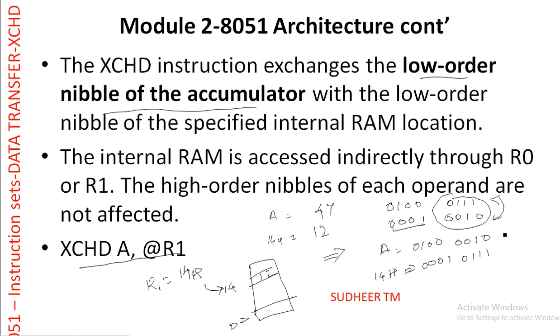That means the accumulator now is 42, and the content of 14H will be 17. That is what the XCHD instruction does. Okay, so this is it for today's session.